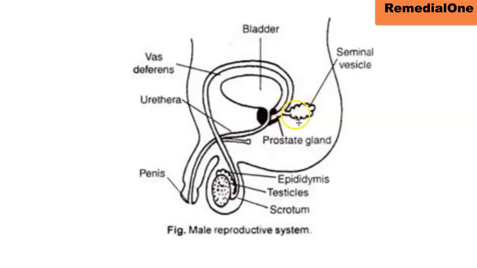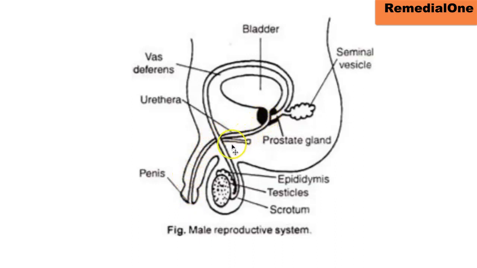The semen is produced by these seminal vesicles and the prostate gland. So when the sperm cells reach this place, it mixes with the semen, and then together with the semen, it comes out through the urethra and then into the female genital organ or the vagina. So these are the main parts and then the functions of the parts.